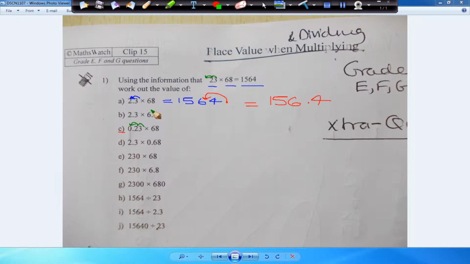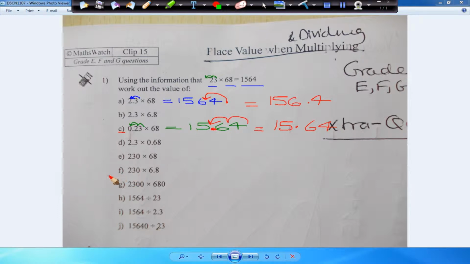The 68, has it changed? No. So the answer should have been 1564 if we didn't change anything. Now we have to look, what change has it caused in the answer? If we make this part of the question 100 times smaller, we must make the answer also 100 times smaller, giving us a final answer of 15.64.